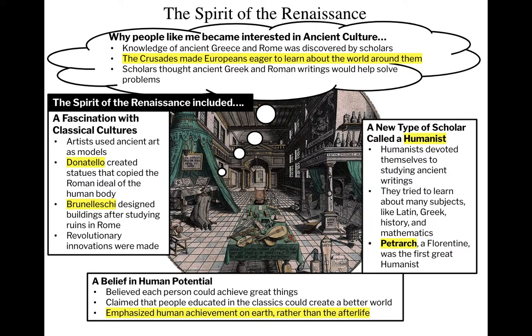And then a new type of scholar called a humanist. This guy in this picture would be a humanist, and they're more devoted to studying ancient writings and learning more about this world and about humans and what human nature is. They try to learn about many subjects like Latin, Greek, history, mathematics. One of the more famous humanists is Petrarch. He was a Florentine, from Florence, and he was the first real great humanist. We'll talk more about him in the next unit on the Renaissance, but this is a bridge between the Middle Ages and the Renaissance.